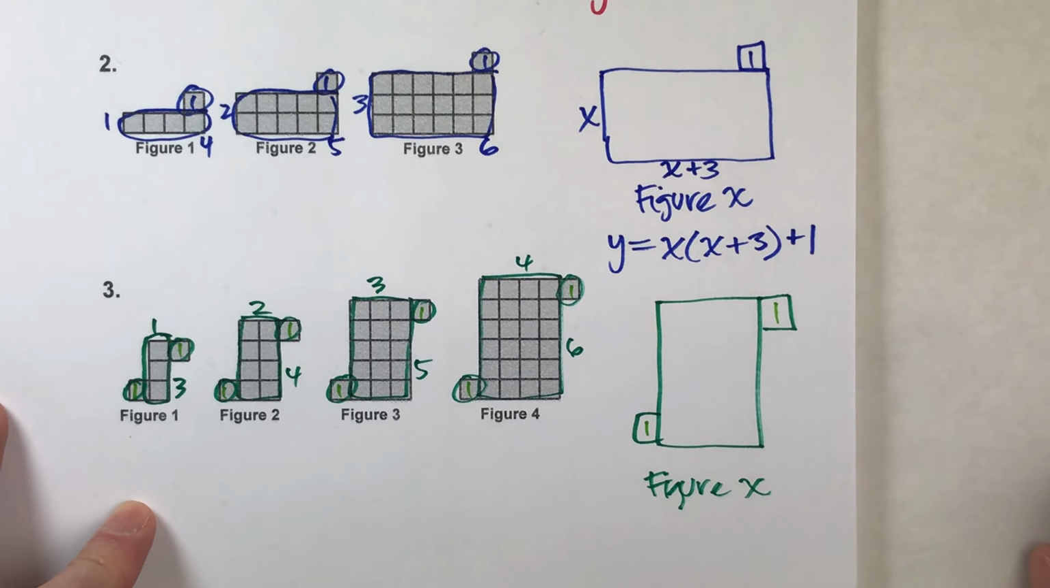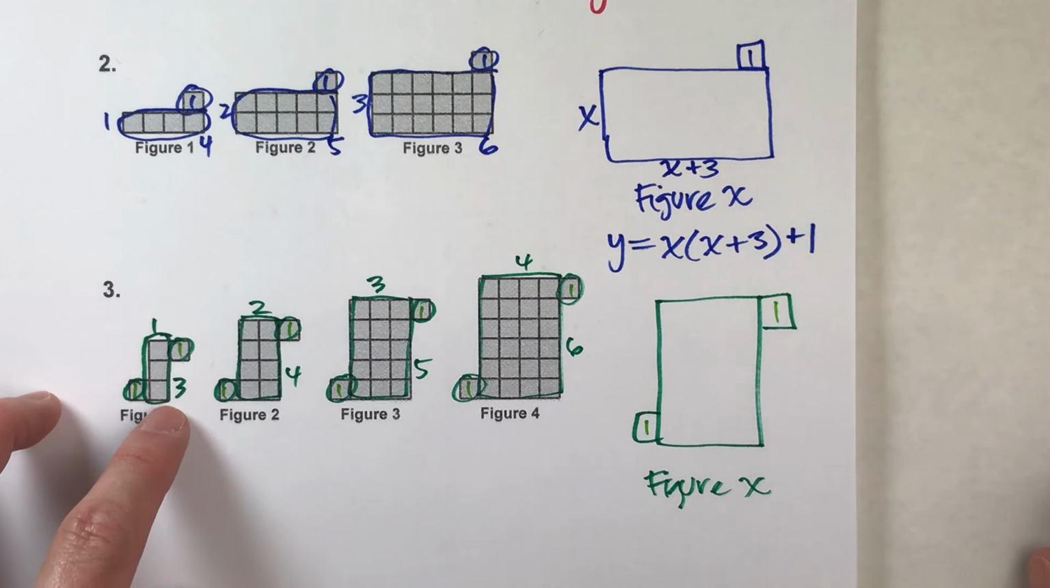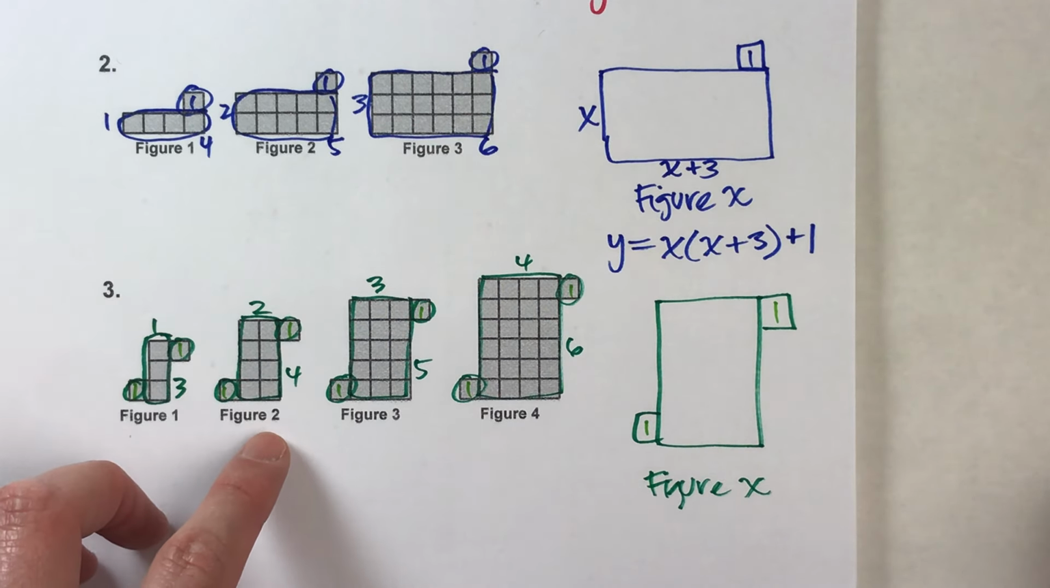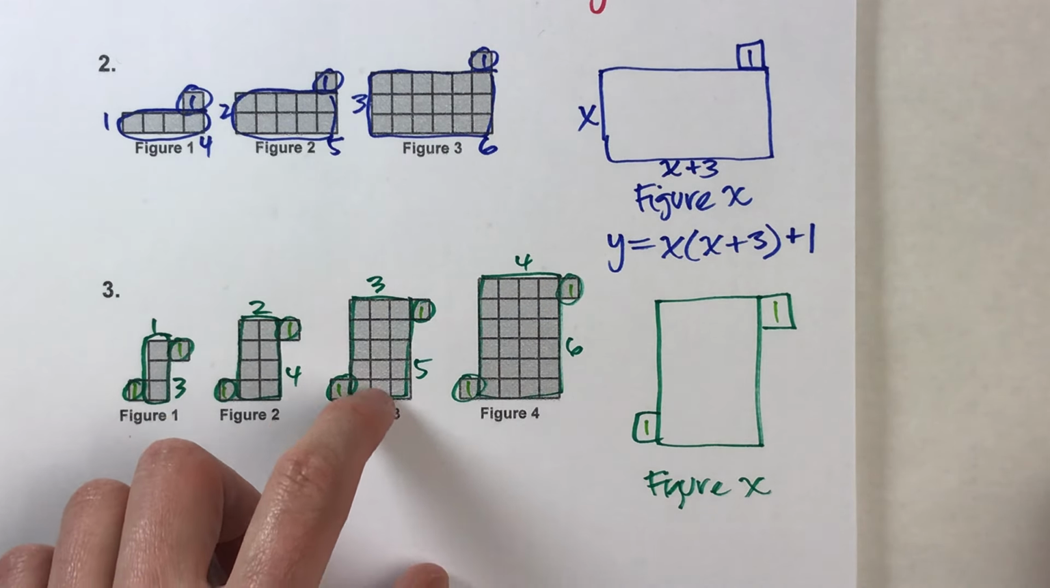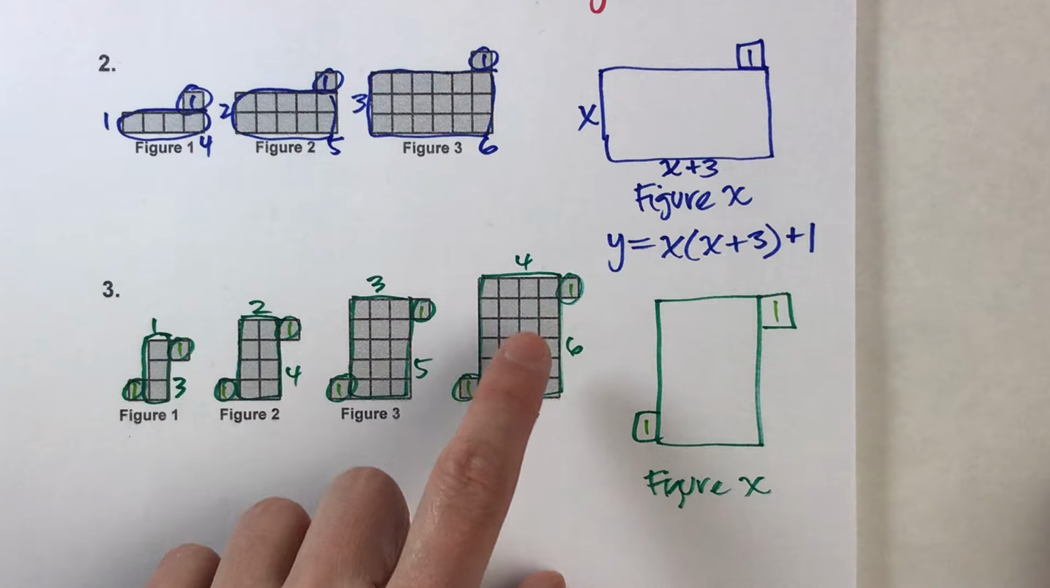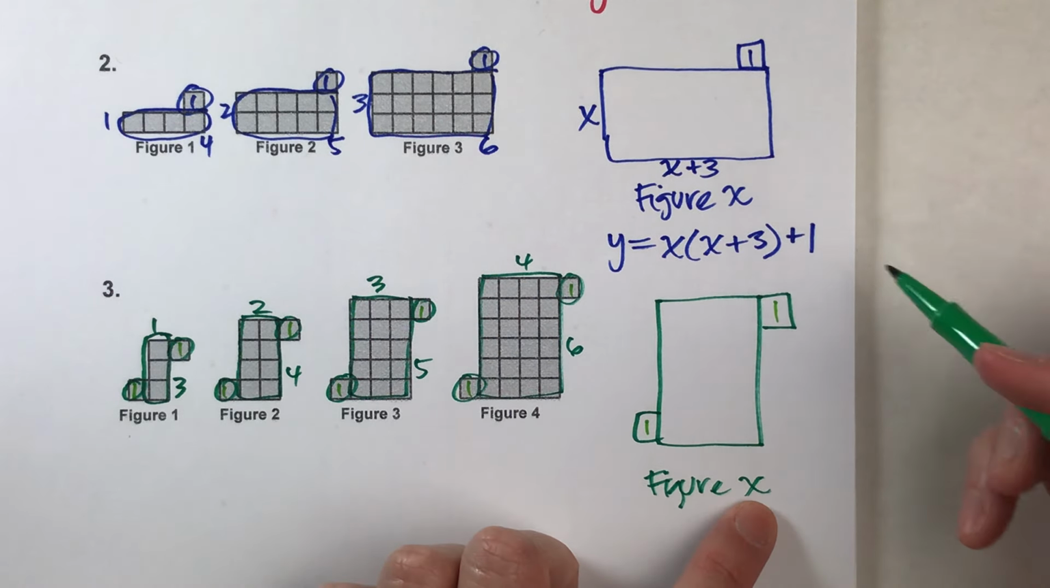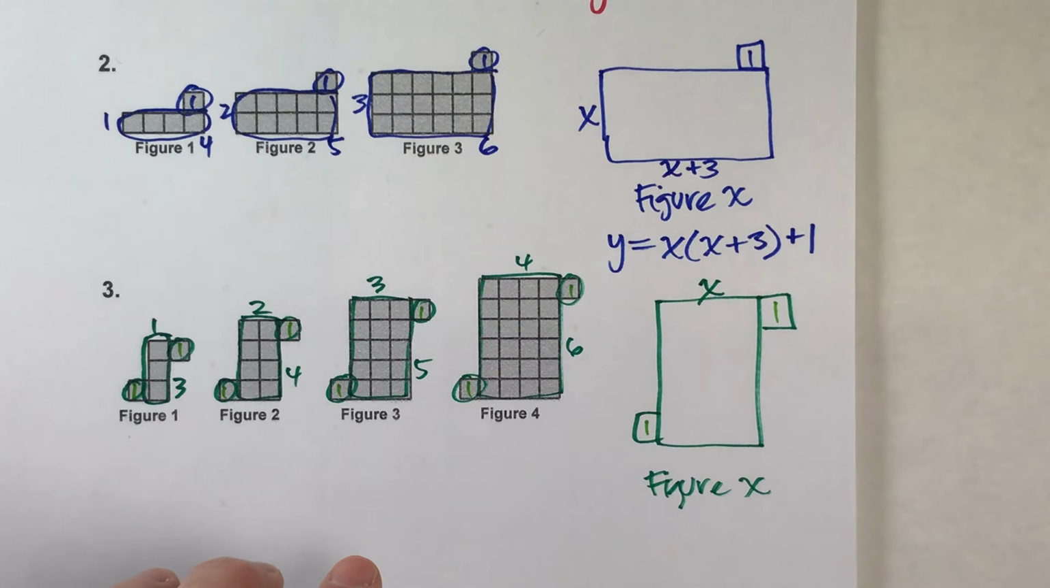Okay. So now let's see the relationship between those numbers and the figure number. Notice for figure 1, the width is 1. Figure 2, the width is 2. Figure 3, the width is 3. I think you already see it. The width of the rectangle is the figure number. So for figure X, the width is X.